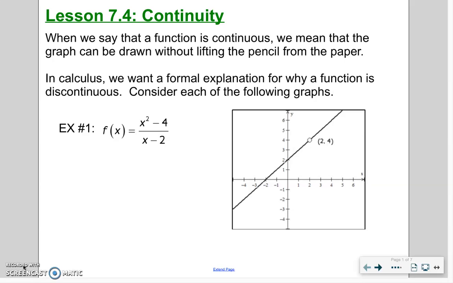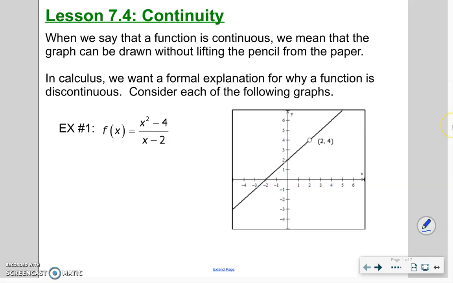Towards the beginning of the school year, we talked about continuous functions, but the way that we described them was that they're graphs you can draw without lifting your pencil from the paper, which is a pretty simple concept. But for calculus, we want a more formal definition to describe when a function is continuous or when it is not. So that's what we're going to work on today. And this lesson ties limits into it as well.